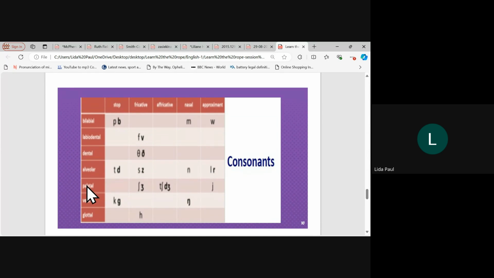So any sound that's produced with an obstruction of the air at that point is going to be a palatal sound. And what are the palatal sounds in English? You have sh, then zh. Zh and sh are different. Sh as in the word ship, and zh, this would appear in words like measure, pleasure, leisure, right? So these are two distinct sounds, sh and zh.